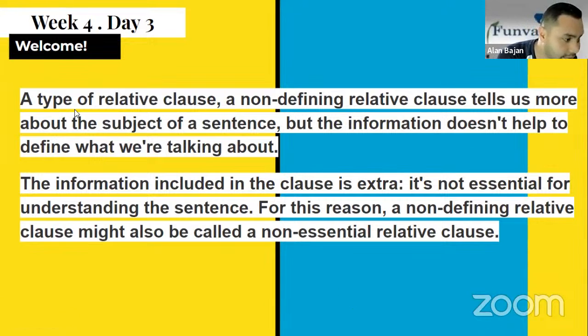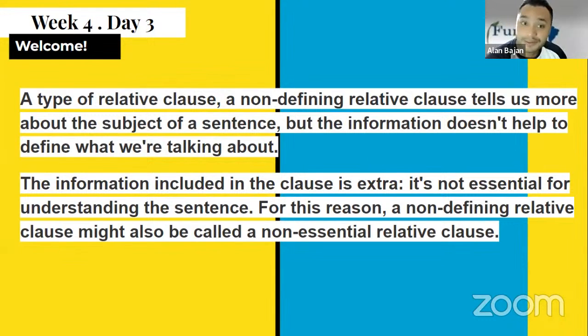A type of relative clause. A non-defining relative clause tells us more about the subject of a sentence, but the information doesn't help to define what we're talking about. The information in the clause is extra. It's not essential for understanding the sentence. For this reason, a non-defining relative clause might also be called a non-essential relative clause.